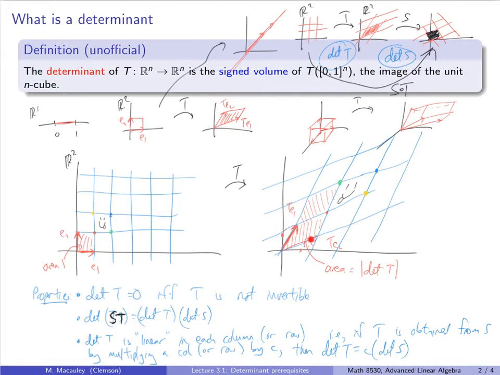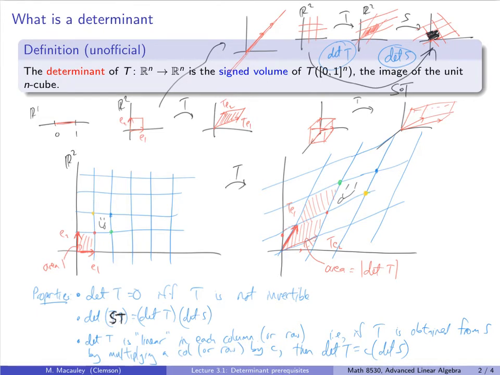Similarly, if I multiply the second column by 3, now I've tripled the length. And in general, if I multiply one side length of a parallelogram or parallelepiped by C, then I multiply the volume by C. That's just intuitive. That's what we know about volumes.